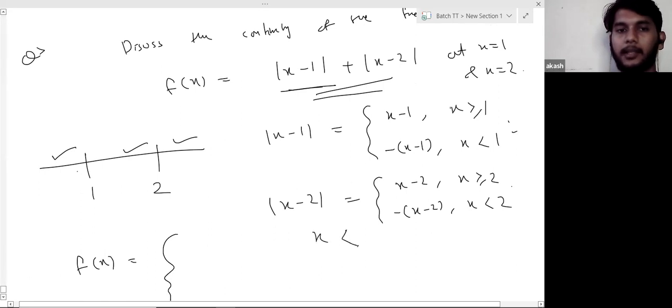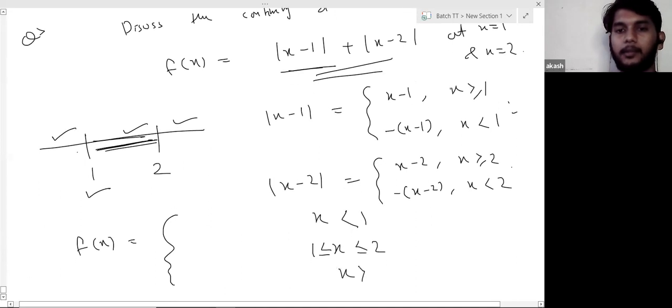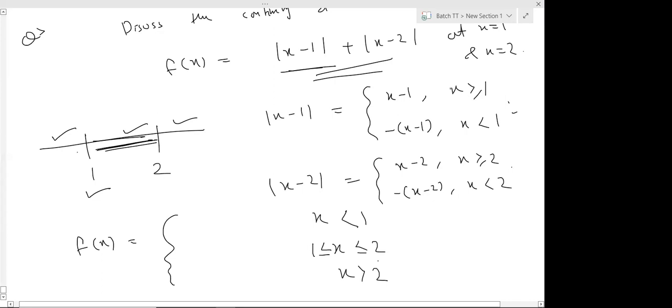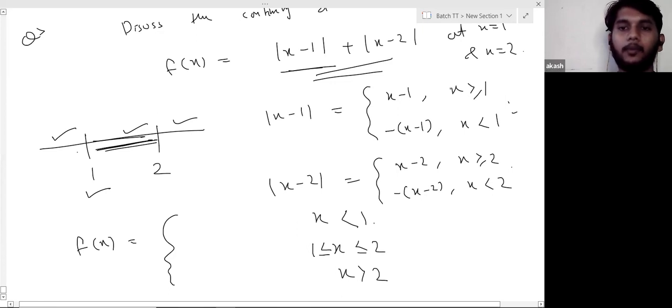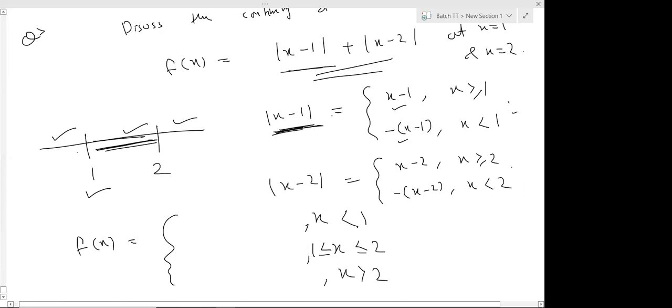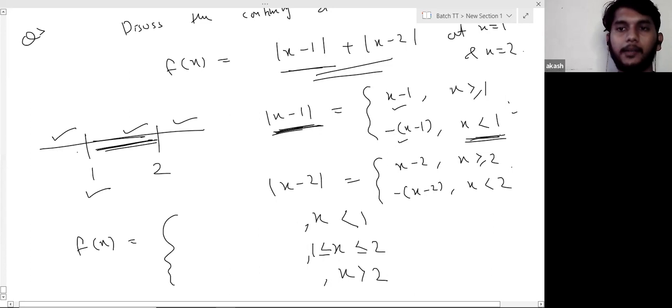So now what we have to do is make a function with 3 intervals. First is when x is less than 1. Second is x is less than 2 but more than 1, this interval. The third one is x is more than 2. This thing is clear? Yes, sir. So when x is less than 1, which function to choose, this or this? The first one, sir. Not the first one, the second one, since x is less than 1. So minus of x minus 1 plus.